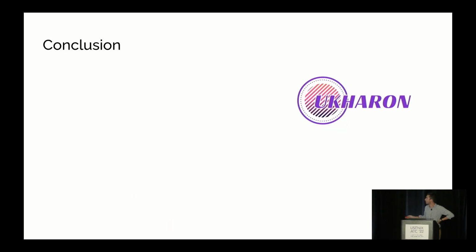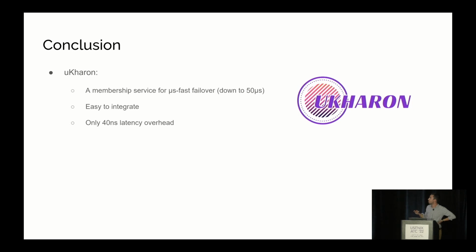So that was it for Microsecond. Let me conclude very briefly. So Microsecond is a membership service for microsecond fast failover down to 50 micros. It's super easy to integrate, really. It's just this active method that you have to call at the right time, depending on the semantics of your program. Given our implementation of this active method, we have actually very low overhead.